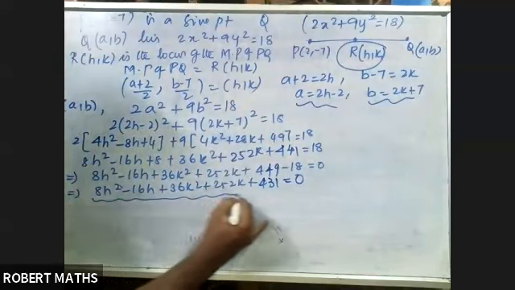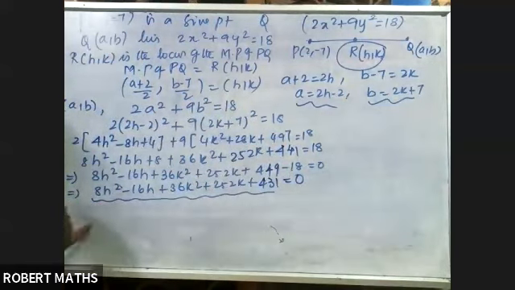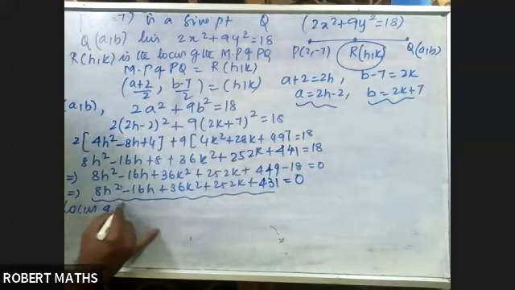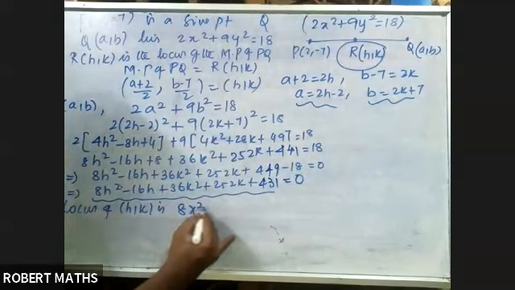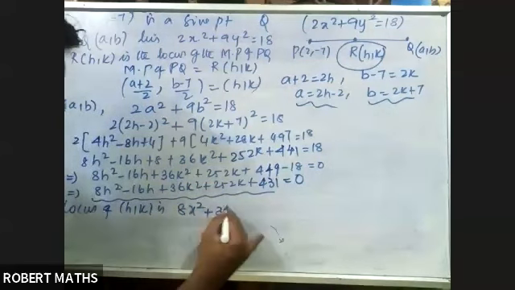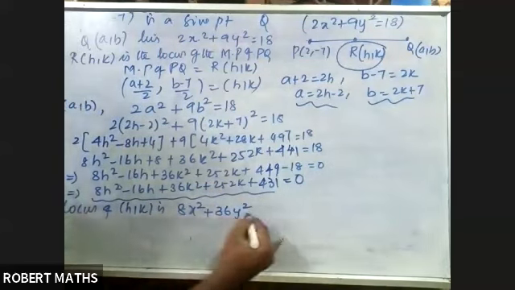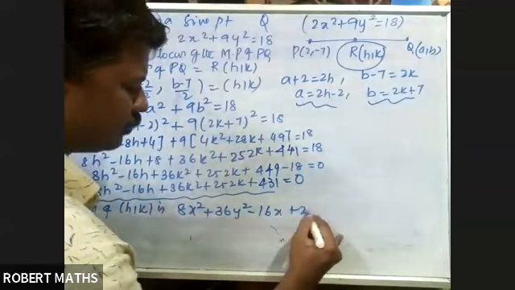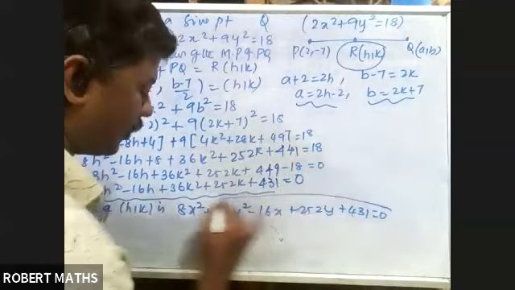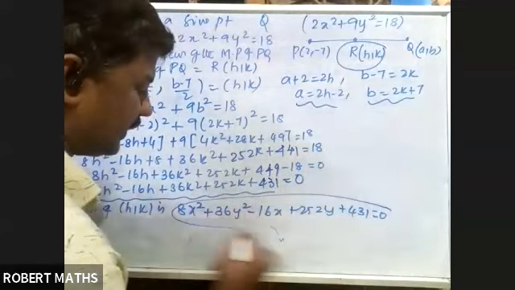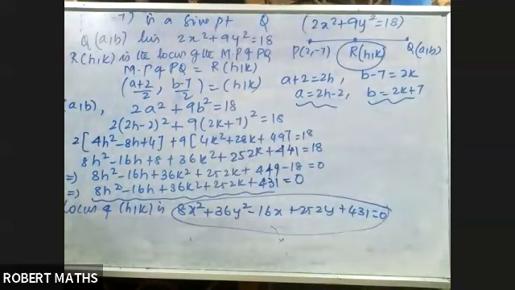This is also a circle, but the locus of (h, k). The locus of (h, k) is: replace h by x, 8x square, and for k put y, 36y square minus 16x plus 252y plus 431 equal to 0. In a problem like this, you automatically put x in place of h and y in place of k. Take it down. Moving on to the next problem.